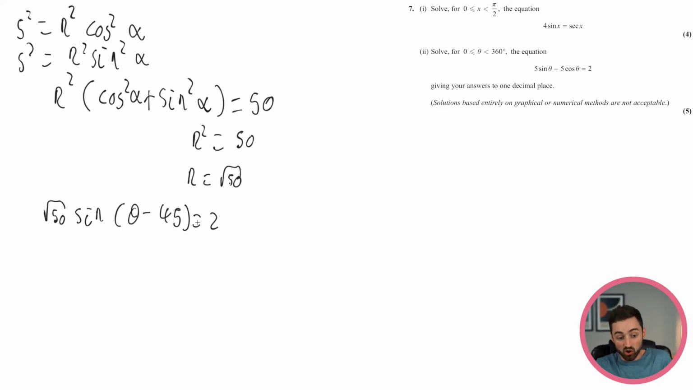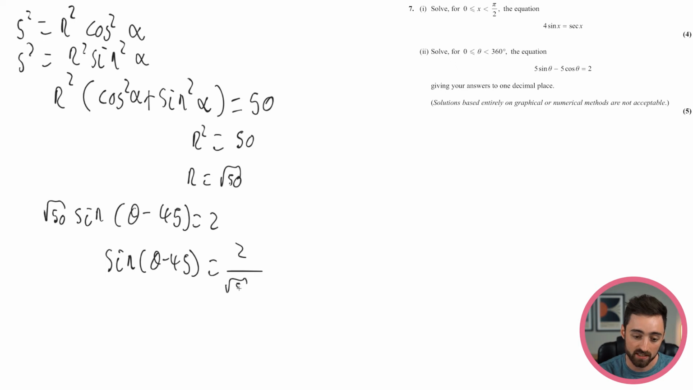This is good because I've got one trig function. As soon as I've got one trig function, I can then solve it. So what I'm going to do is isolate this trig function. Divide by the root 50 to get sine of theta minus 45 equals 2 divided by root 50.